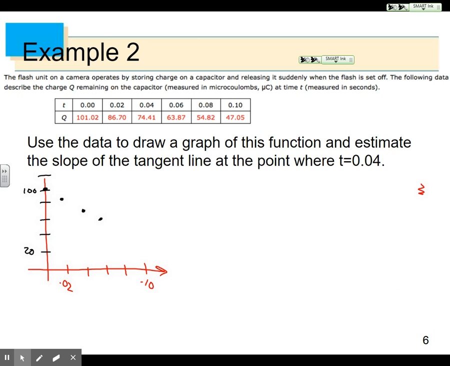Ooh, my shadow's getting in the way. You can't see my shadow, but I'm working this on my smart board. My shadow's making it so I can't see as well. And then 0.10 and 47. We'll go 47, maybe a little bit less than halfway. So if I connect these dots, you see that it's following this curve.